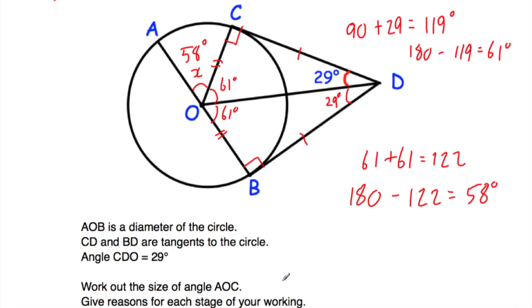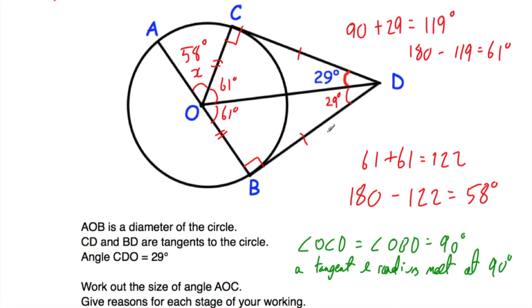Okay, now in this question we're asked to give reasons for each stage of our working, so let's do that. So let's go through the steps that we did. The first thing we said was that these were right angles. So we've just written down that angles OCD and ODB are 90 degrees. They're both right angles, and the reason is that a tangent and a radius meet at 90 degrees. So that's our first step.